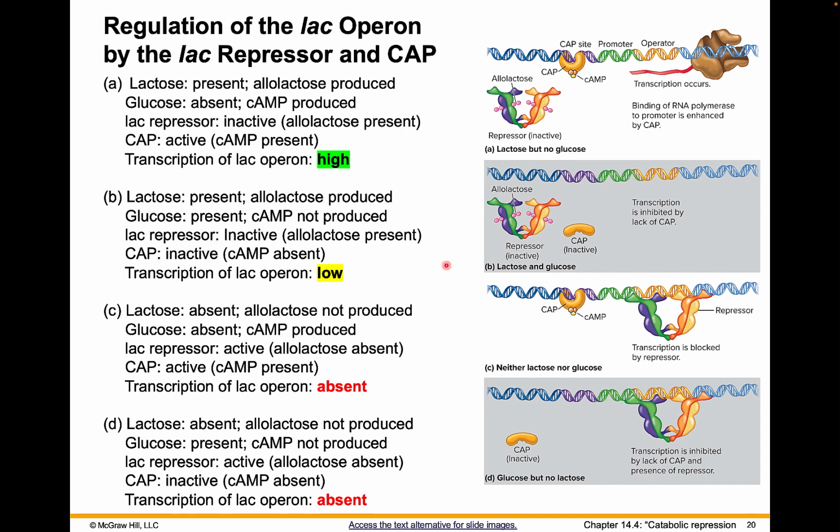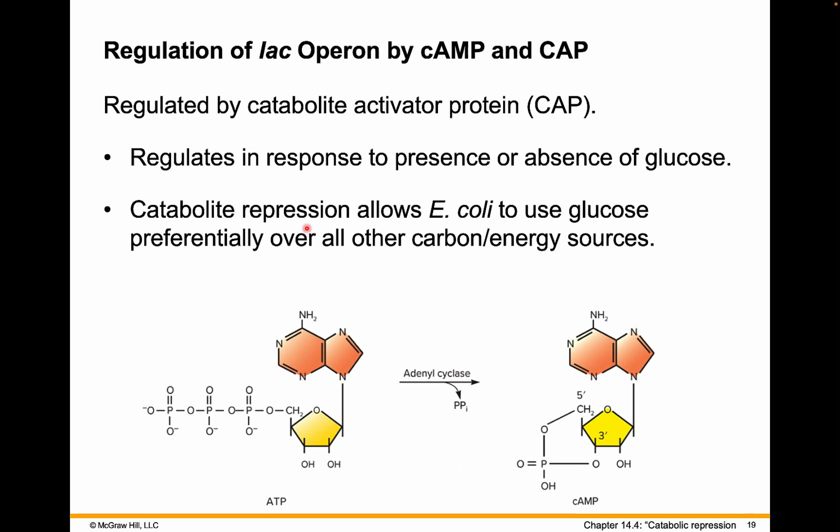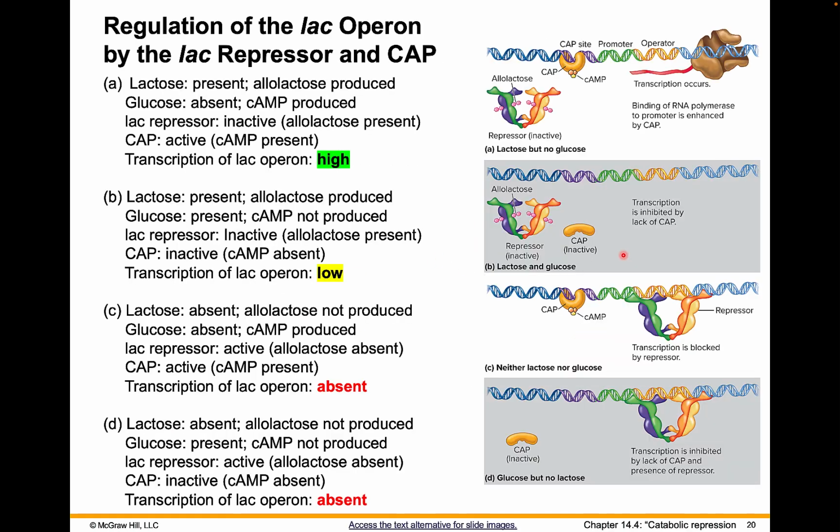Now, what happens? The next case is where lactose and glucose both are present. And as we said, the catabolite repression allows E. coli to use glucose preferentially over all other carbon energy sources. That means lactose. So when glucose and lactose both are present, E. coli still wants to use glucose first before it can go to lactose. So what's going to happen here?